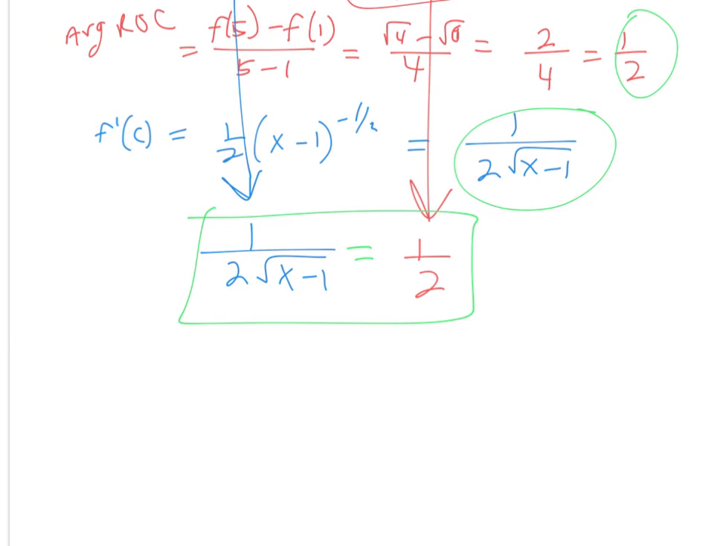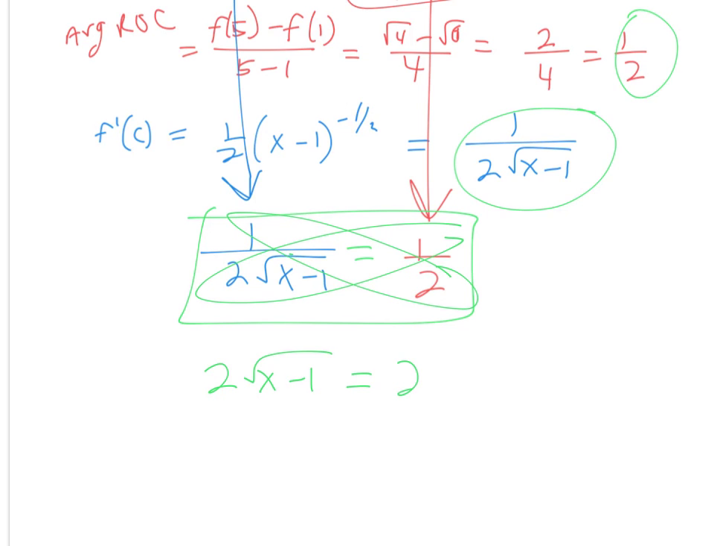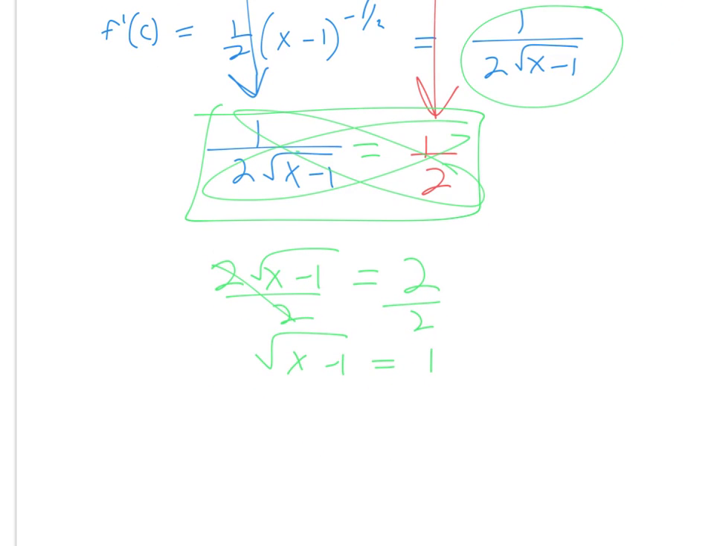I've got a proportion. So to solve a proportion, I'm going to cross multiply. So 1 times 2 radical x minus 1. Taking this cross product, I get 2 radical x minus 1 is equal to 1 times 2 is 2. And I'm going to divide by 2 on both sides. And I'm going to get radical x minus 1 is equal to 1. And then I'm going to square both sides. And I get x minus 1 is equal to 1 squared, which is 1. So x equals 2 is my final answer.